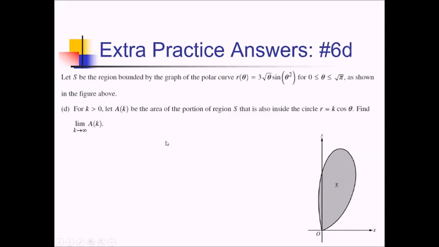For the final boss battle on this one, they're saying for positive k values, let A of k be the area of the portion of region S that is also inside the circle r equals k cosine of theta. So there's this other circle being graphed on here that overlaps S for part of it, and A of k is just the region inside there. But k can change. In fact, they want to know the limit as k approaches infinity of this area.